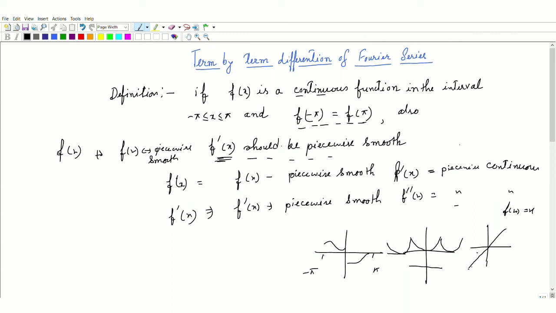Here we can talk about the term by term differentiation of sine series and of cosine series also. In later videos I will discuss that, and I will also do some problems and examples related to this topic.